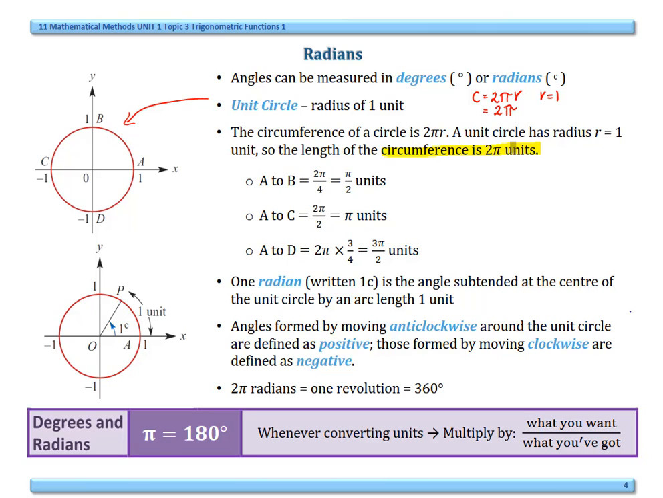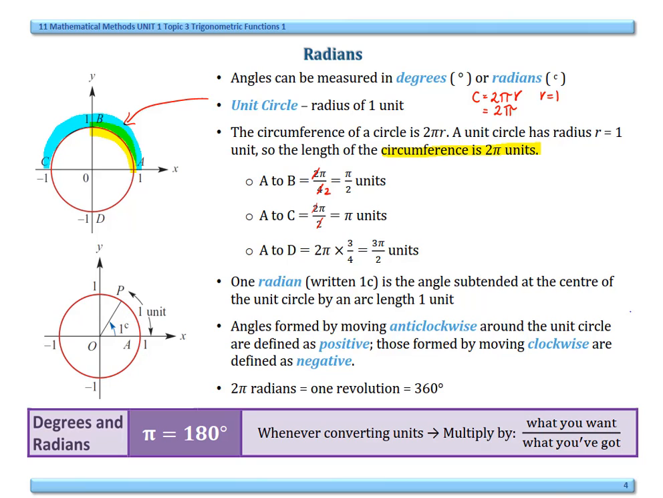Now, if we went on our unit circle here from A to B, that's 1/4 of the circle. So the circumference there has to be 2 pi divided by 4. 2's cancel, so you're left with pi over 2 units. If we went from A all the way around to C, then that's half a circle. So 2 pi divided by 2, 2's cancel, we're left with pi units.